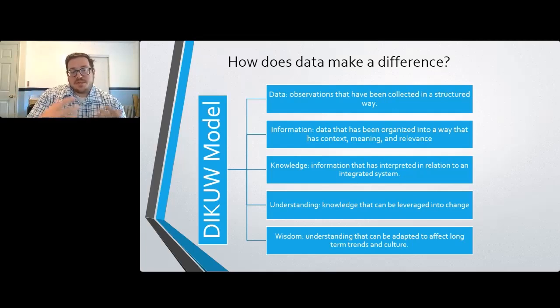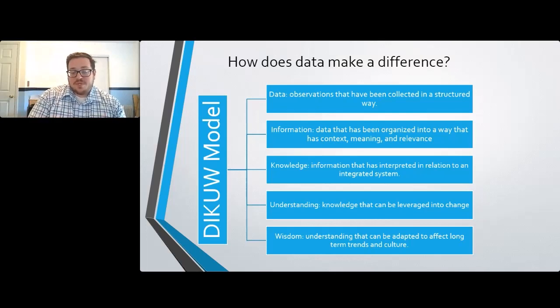Now, next we get to the U, which is understanding. So that's knowledge that can be leveraged into change. So once you know what's going on, you know how it fits in the system, and that data has context, now you can leverage that into change. And this is where we get into getting what you need for your department. And we'll talk about how other departments and other resources, IP being one of them, can help you get what you need in your department.